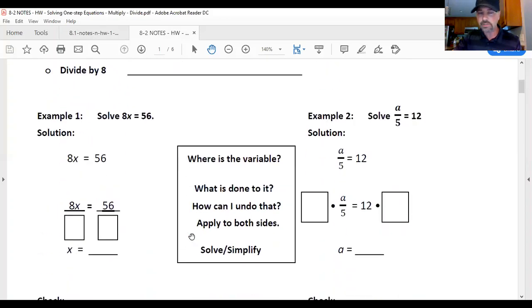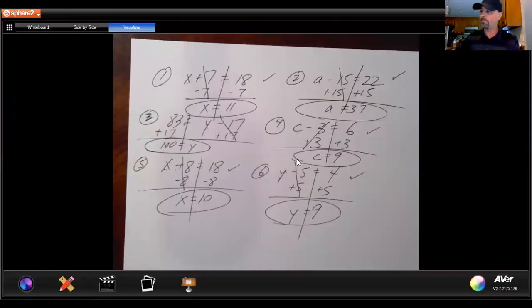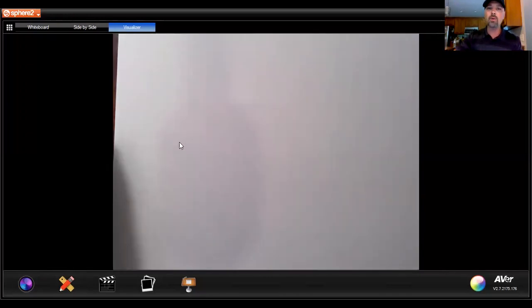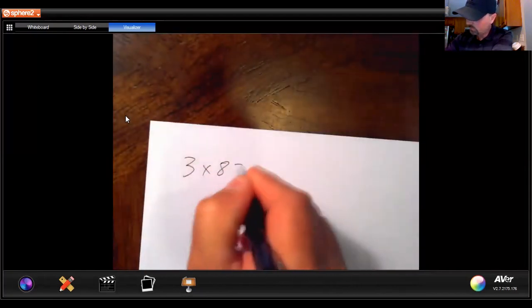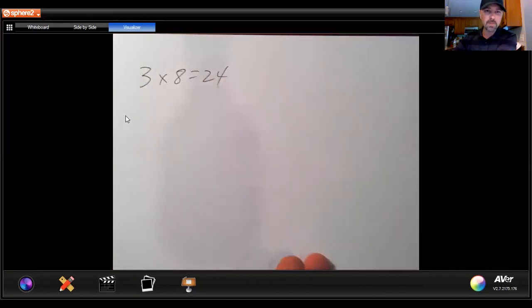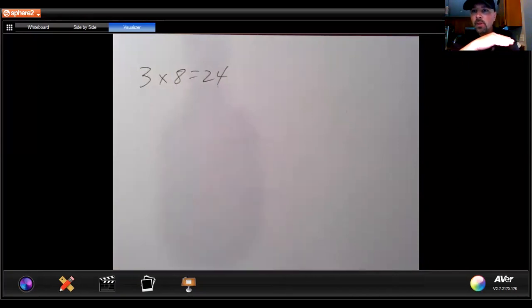So let's take a look at what these multiplication problems look like. Let's go back to my sheet here. I'm gonna flip it over. So one thing that I want to point out, this may be how you're used to seeing multiplication. 3 times 8 is equal to 24.